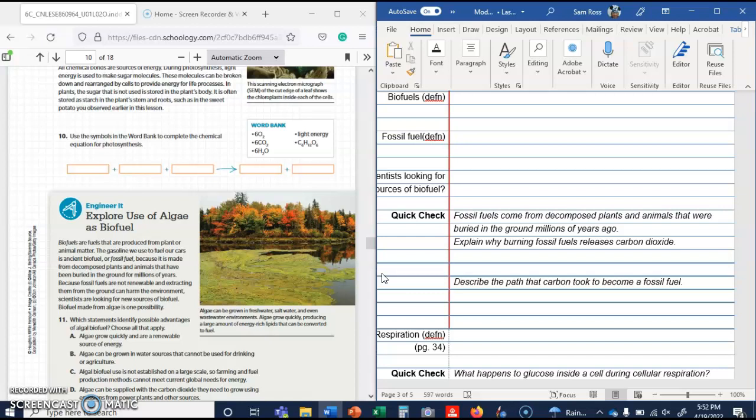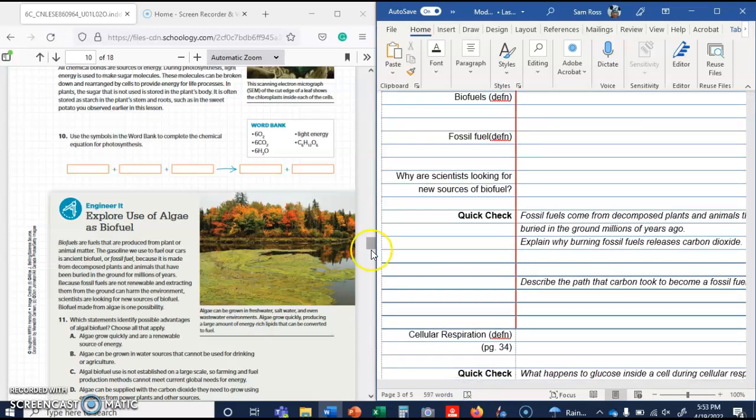So let me say that again. The carbon in fossil fuels originally came from the atmosphere millions of years ago. It was turned into sugars by plants. Plants were eaten by consumers. When the plants and animals died, they decomposed, were buried, and eventually became fossil fuels. So that's the answer there.